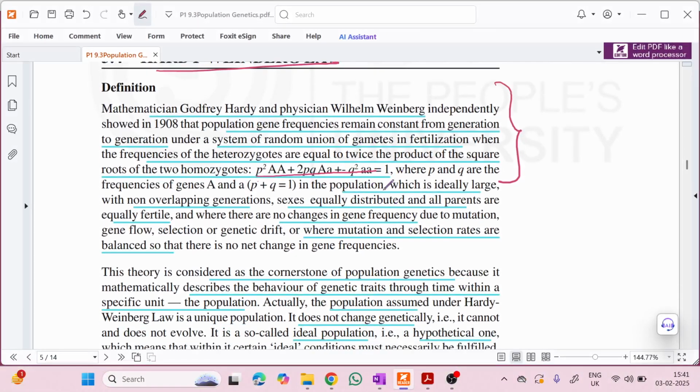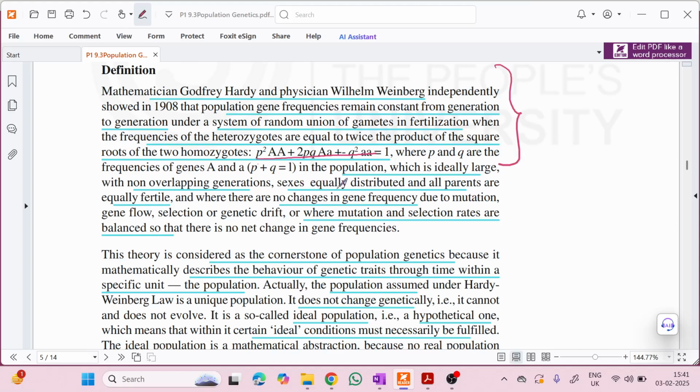So ये आपको समझा दिया. अब what are the conditions of application of Hardy-Weinberg law?